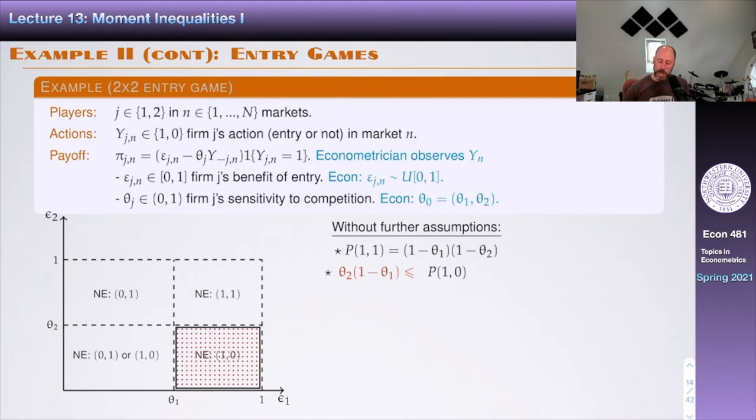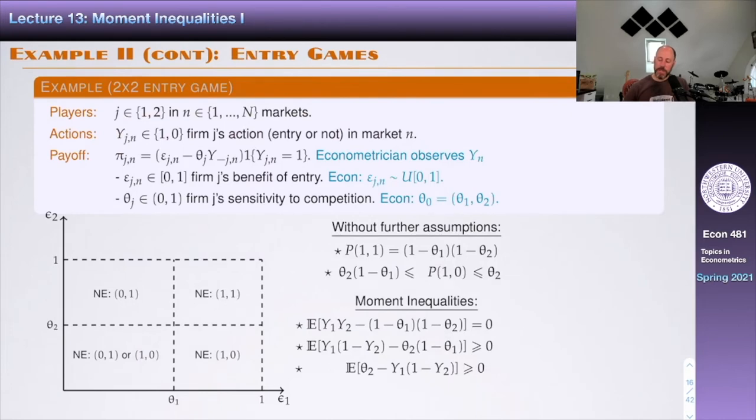Now, notice that (1, 0) also appears over here, in the region of multiplicity. And we don't know how often (1, 0) is going to happen in this box. But we know that at most it could happen all the time. So the probability of observing (1, 0) has to be bounded by this rectangle, which is no other than theta 2. And so by doing this, we were able to have bounds on the probability of observing (1, 0).